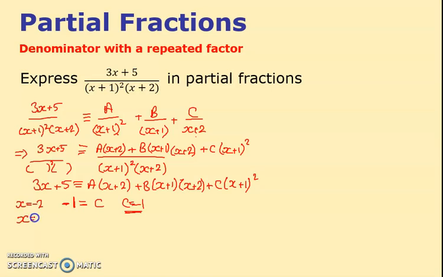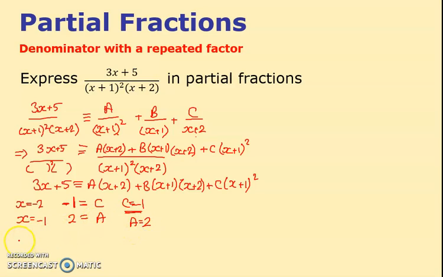I can do the other one, if x equals minus 1, because that will make that one disappear. Now, it'll make this one disappear, make this one disappear. The only one that will be left is this one here. So minus 1 in here gives me minus 3, that gives me 2, and that equals minus 1 in there gives me 1A. So I reckon A is 2.